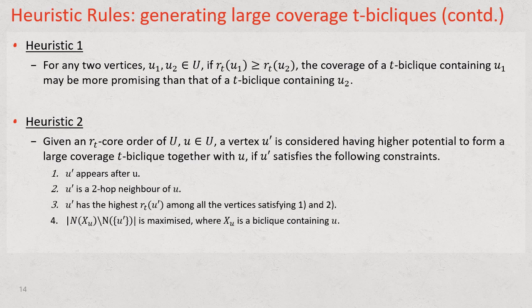For a given vertex U, another vertex U prime is considered having higher potential to form a large coverage t-Biclique together with U if U prime satisfies the following constraints. First, it should appear after U. Second, it should be a two-hop neighbor of U. Third, it should have the highest RT core number among all the vertices satisfying 1 and 2. And lastly, the resulting Biclique set coverage should be maximized.